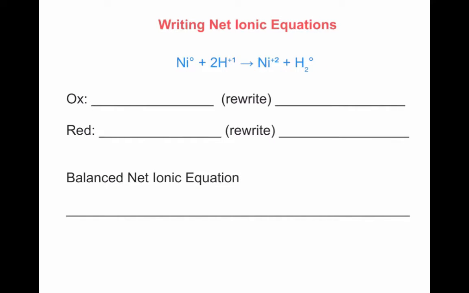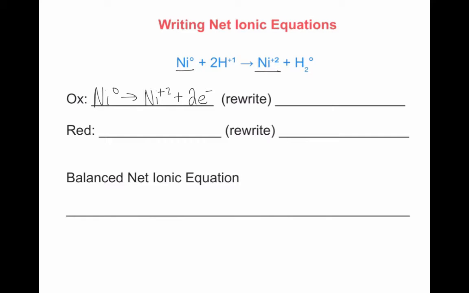So I can see that Ni0 is going to Ni plus 2. My oxidation number is becoming more positive. So as a result, it's losing electrons. So for oxidation, I'm going to write Ni0 arrow Ni plus 2 with a loss of 2 electrons.